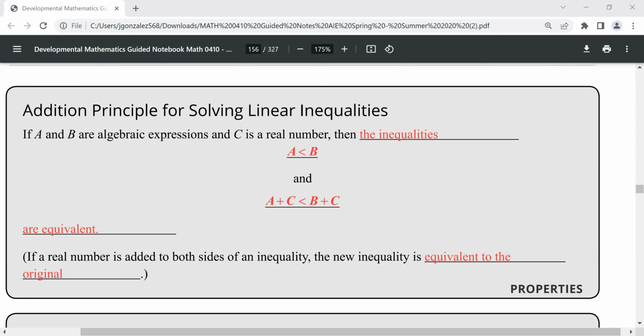What they're saying here is you can add any number c to both sides and it still holds true. The inequality symbol, the less than, will not change. So if a is less than b, then adding any number to both sides will still make it true. a plus c is less than b plus c.